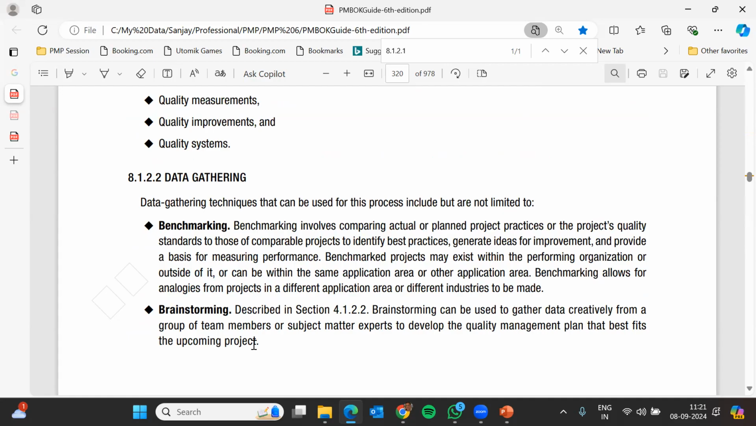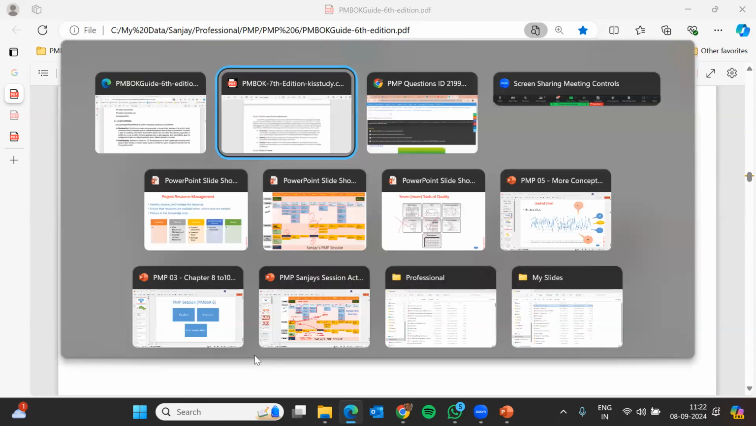Sure, sir. Benchmarking involves comparing actual or planned project practices or the project's quality standards to those of comparable projects to identify best practices, generate ideas for improvement, and provide a basis for measuring performance. Benchmarked projects may exist within the performing organization or outside of it, or can be within the same application area or another application area. Benchmarking allows for analogies from projects in a different application area or different industries to be made.